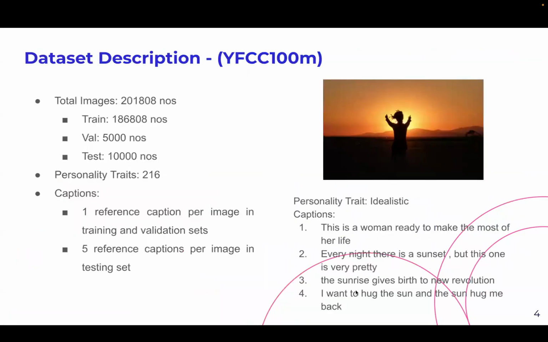Coming to the dataset description, this is the YFCC 100M dataset, which has around 2 lakh images. These are the individual splits of the images into training, validation, and testing sets. Coming to personality traits, there were 216. And coming to captions, there was one reference caption per image in the training and validation sets, and for the test set, there were 5 reference captions per image. This is one of the images with its personality trait and caption from the training set, just to get an idea of how the dataset looks.